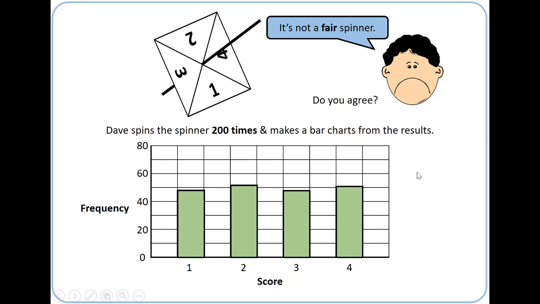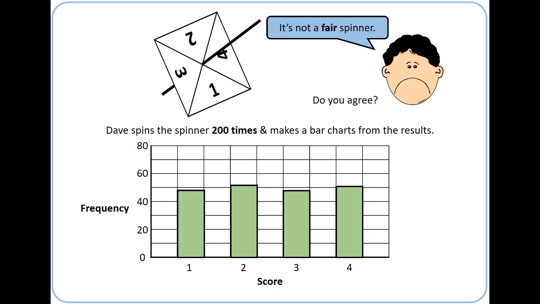And now we've got 200 spins and he's made a bar chart, and as you can see, this is much more what you would expect from a fair spinner. It's landing roughly on the same amount of times. The bar's about the same height. So if we're spinning a spinner 200 times and it was perfectly fair and it has 4 sections, we would expect it to land on 50 each time. And you can see from these bars that they are around the 50 mark.